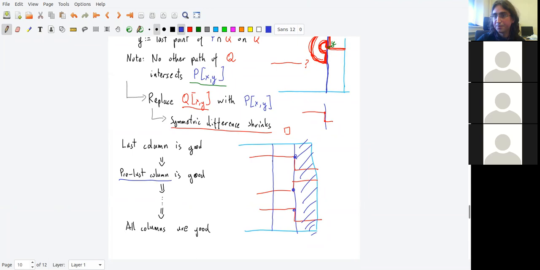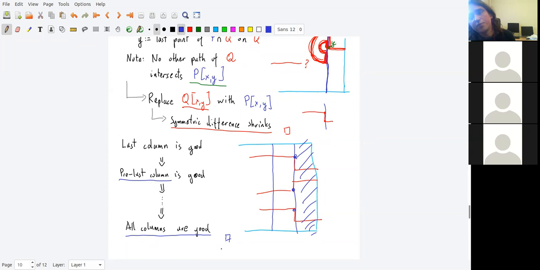Good meaning that intersections with all rows are connected. And so on and so on. I apply the reasoning, inferring this way that all the columns are good. So every intersection of a row and a column is connected. Good. So this was the argument for cleaning the grid.